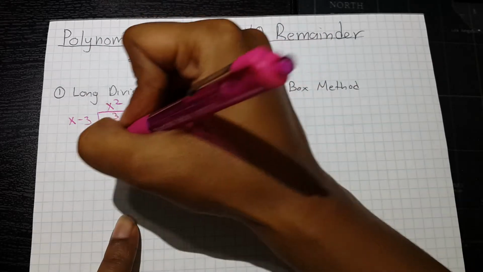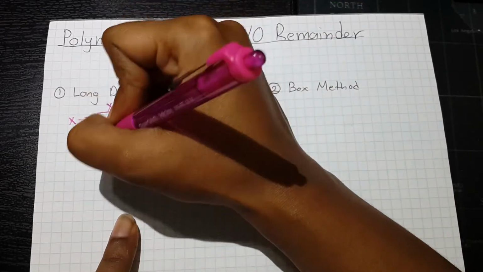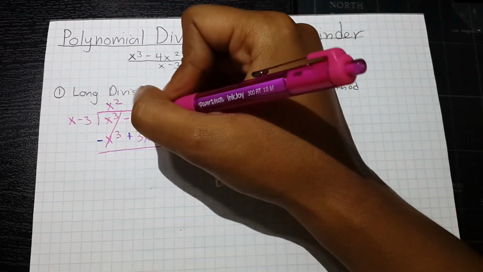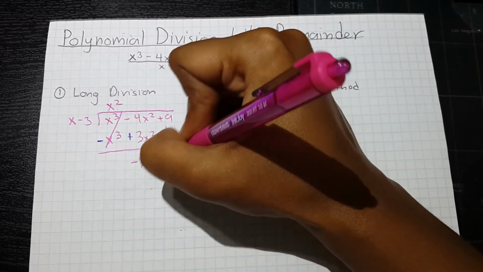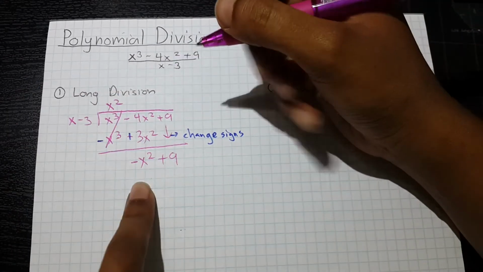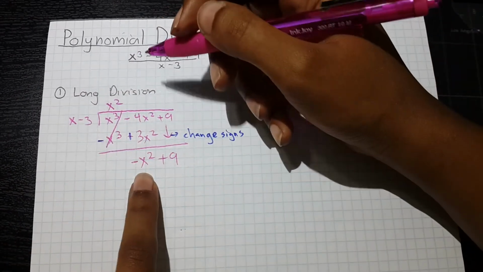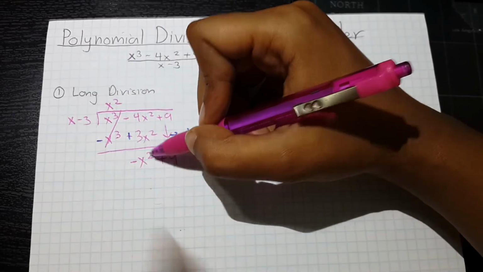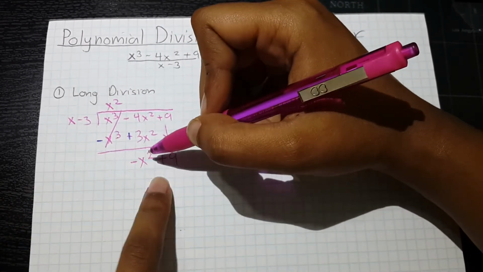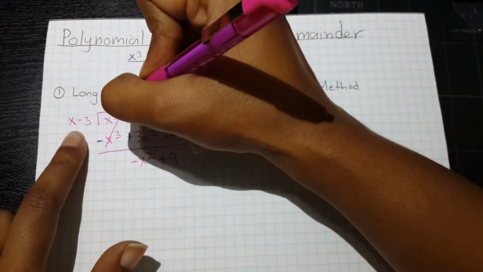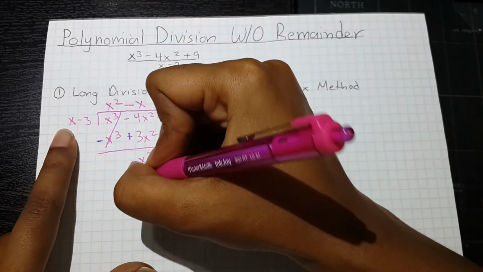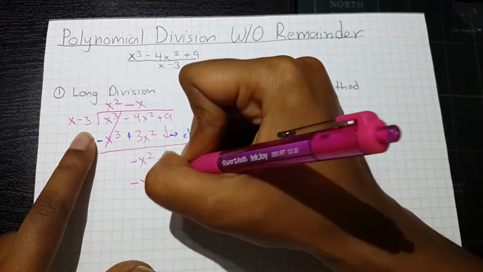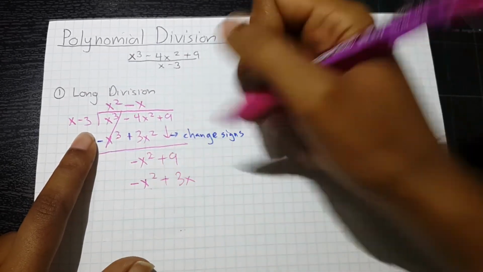So, moving on. X cubed minus x cubed, that gives me 0. Negative 4x squared plus 3x squared gives me negative x squared. Bring down the 9, I get plus 9. We're going to repeat this process again, focusing on this. How do I get a negative x squared term from this? Well, I need to multiply by negative x. Negative x times x minus 3 is negative x squared plus 3x.